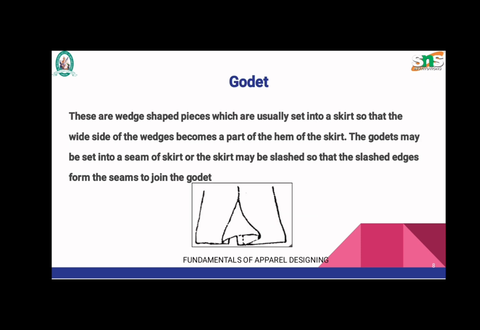Next, it is godet. These are wedge shaped pieces which are usually set into a skirt so that the wide side of the wedge becomes a part of the hem of the skirt. The godets may be set into a seam of a skirt, or the skirt may be slashed so the slashed edges form the seams to join the godet. A triangular piece is used for this, so that we can use a decorative finish, and contrast materials can create a new and elegant feel to the garment.